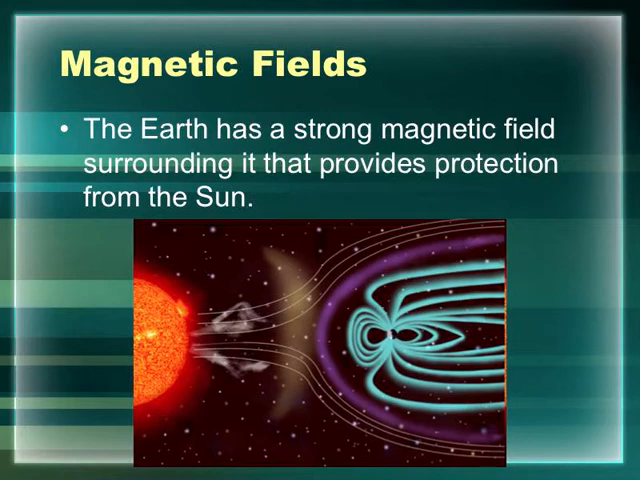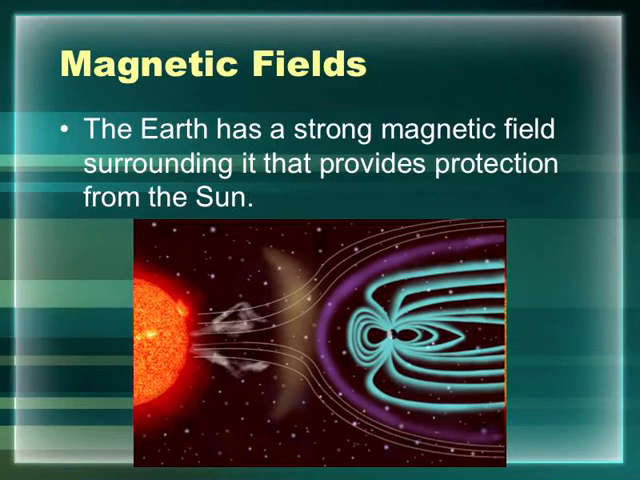And in fact, that's what happened to Mars. That's the reason why Mars has a very thin atmosphere, because it doesn't have a very strong magnetic field. So the way that the Earth's magnetic field protects us is that when these charged particles come in, they get deflected around the Earth because of that magnetic field. It's almost like a barrier around the Earth.